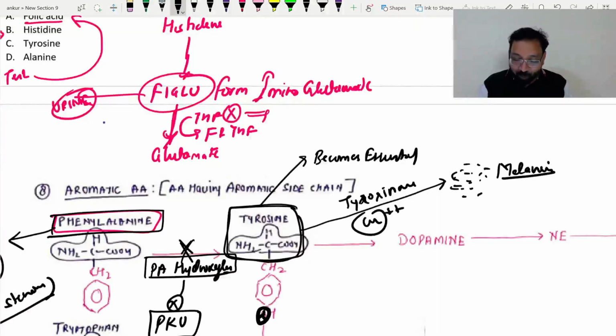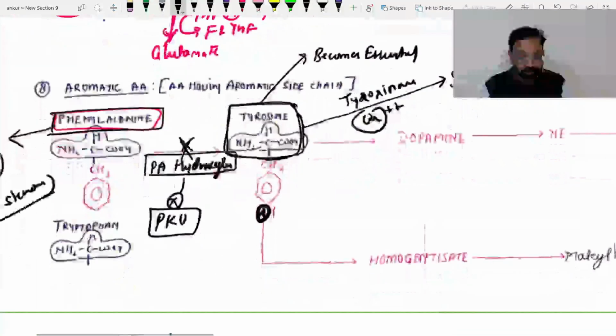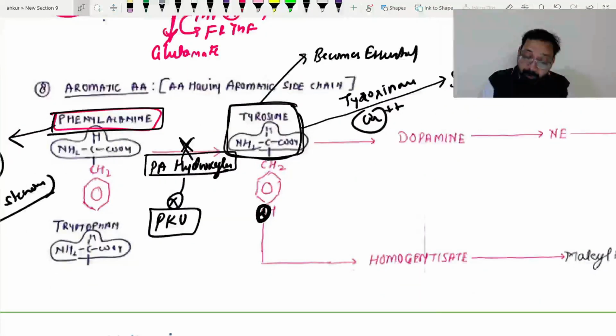Yes, copper is the cofactor for tyrosinase. Most of the oxidation, copper is the cofactor. Many times you can use this concept. Tyrosinase. If this enzyme is deficient, melanin will not be produced. That is albinism. Albinism.